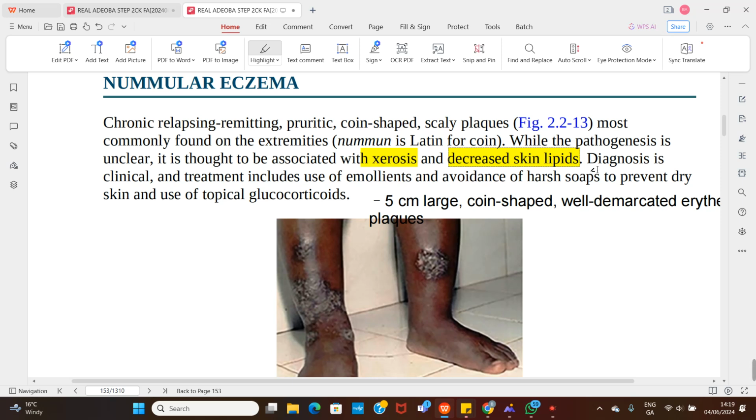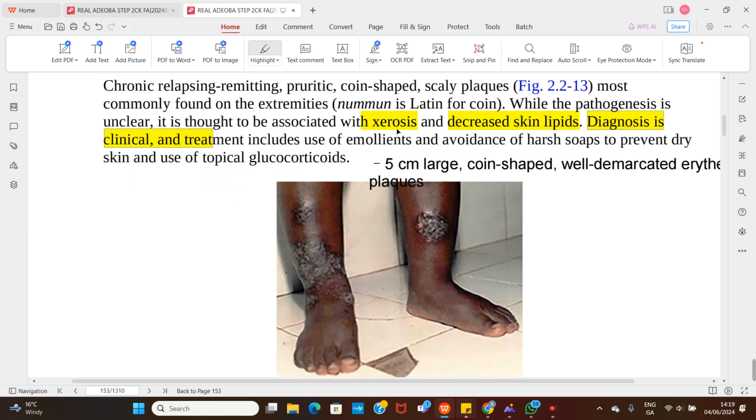It's clinical. You don't need to do any biopsy. So how do you treat? Because I already know that there's xerosis here. You have to apply your emollient, definitely, and you have to avoid harsh soaps to prevent further dryness of skin, and use your topical steroids, just like normal atopic dermatitis. Put your emollient, apply your topical steroids, right?